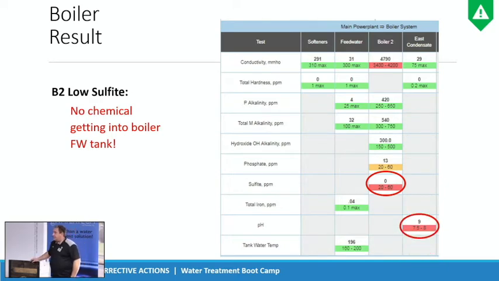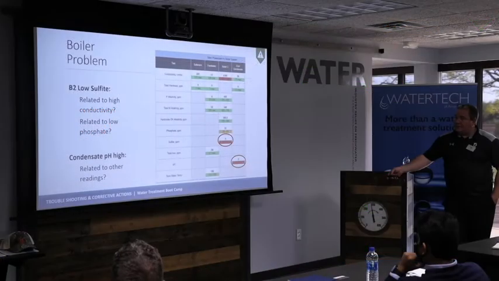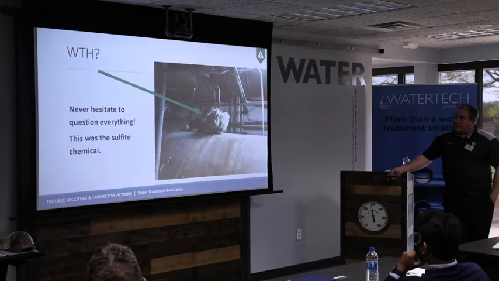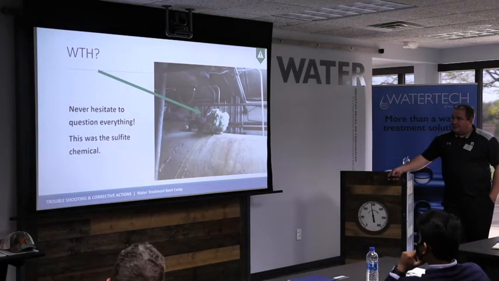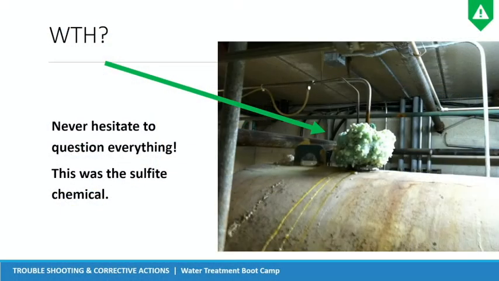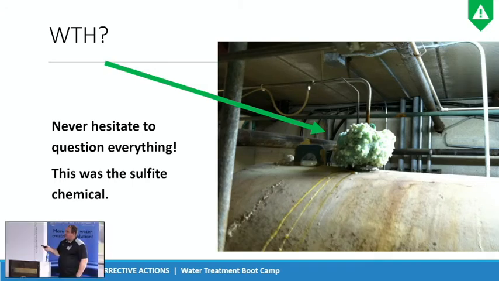And the condensate pH is probably related to what we've been talking about. Probably an overfeed. We talked about that. This is great, right? So I just said condensate, probably chemical feed, look into it. This is that customer. That's sulfite. So there's probably a reason why the sulfite's not getting into the tank.